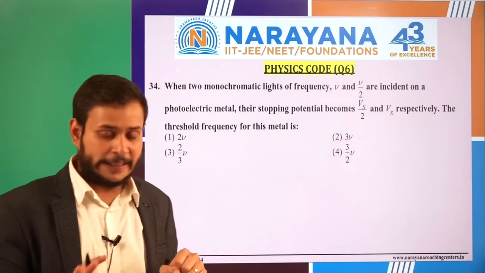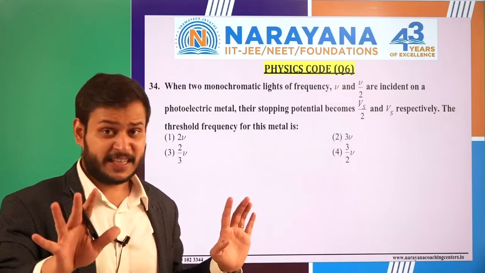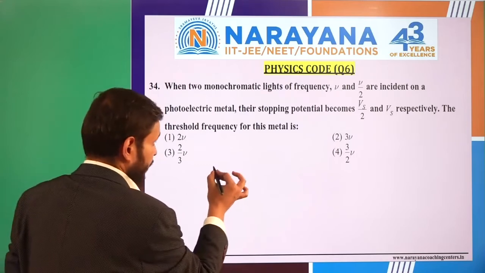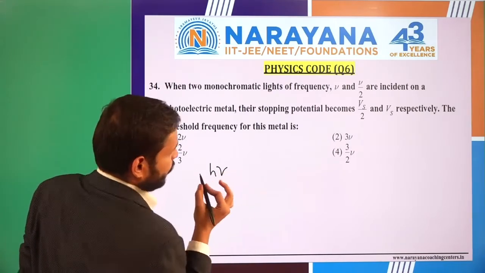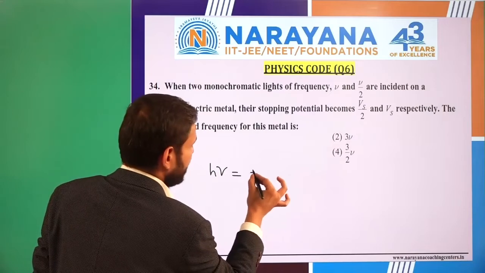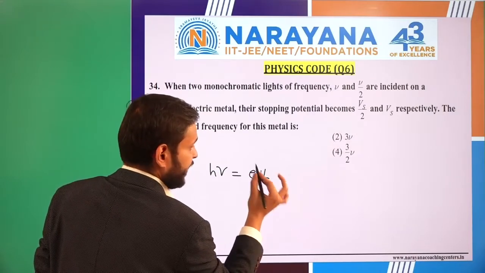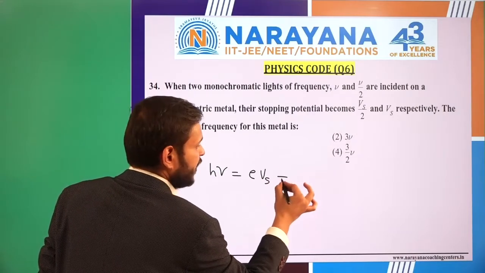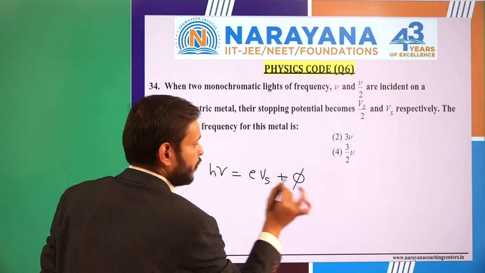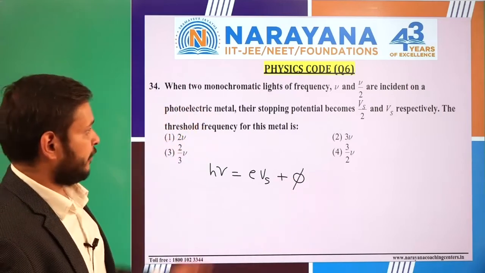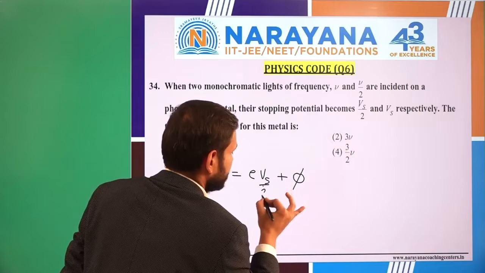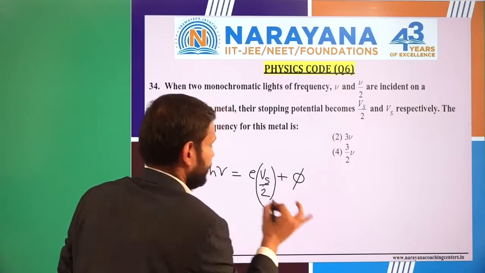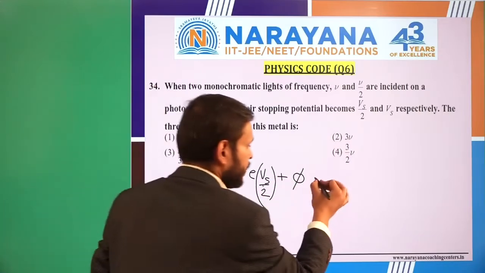Now this is basically we can just solve this from the Einstein's equation. For the first part we will say h times frequency is equal to e times Vs, kinetic energy maximum, plus over here this is work function, that is phi, right? And the first case, the Vs is basically half, like Vs by 2. So we will say that this is Vs by 2, right? This is equation number 1.